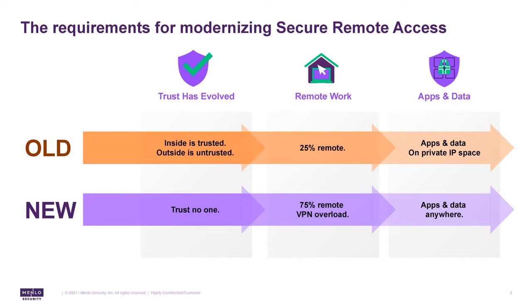Of course, we know remote work has changed dramatically as well. It used to be that 25% of workers were remote, which was more easily managed with the old legacy VPN architecture. But now, especially after COVID, it was nearly 100%, and even with folks now going back to a hybrid workforce, we're still seeing around 75% or more of users could be remote at any one time. And of course, that leads to issues with VPN overload and those sorts of things that you have to struggle and deal with. And then, of course, apps and data have changed dramatically as well.